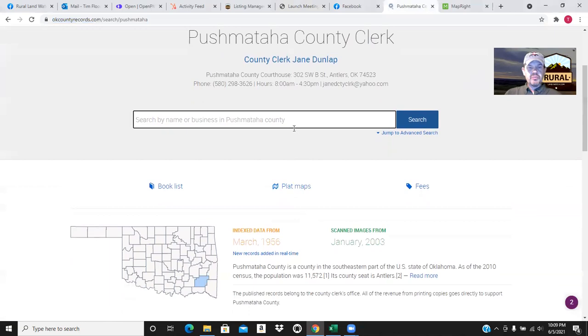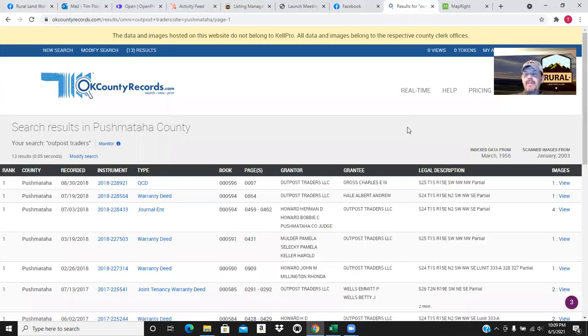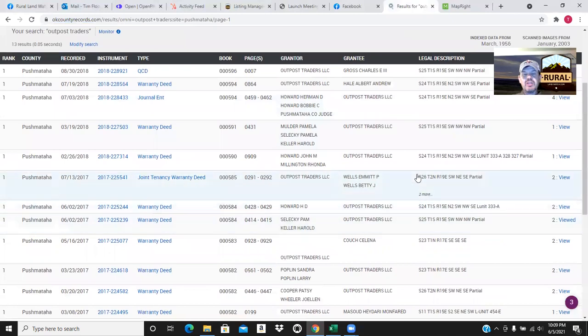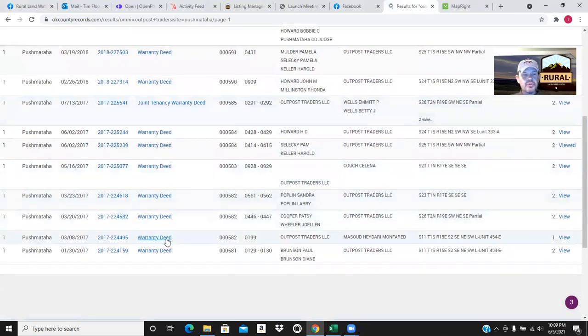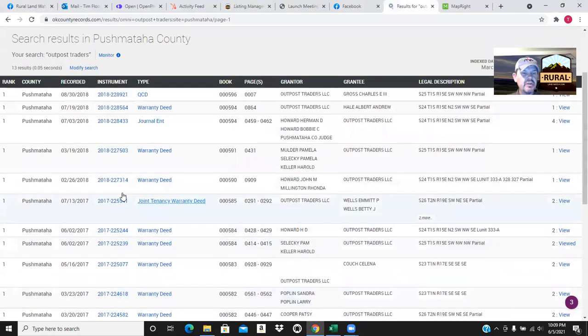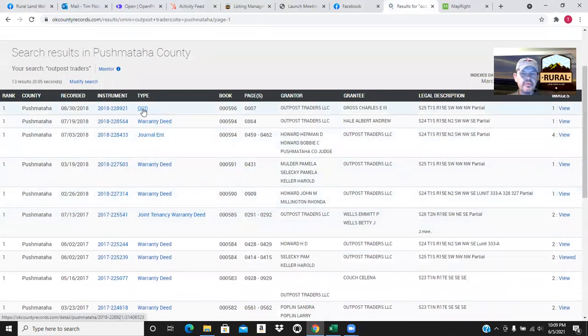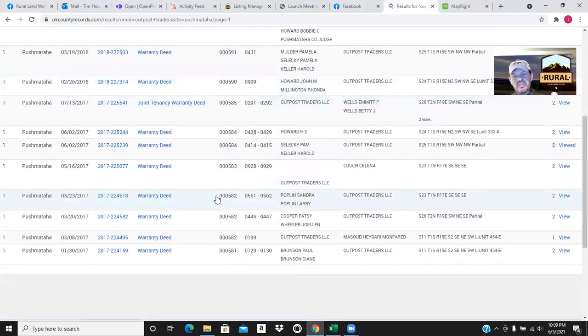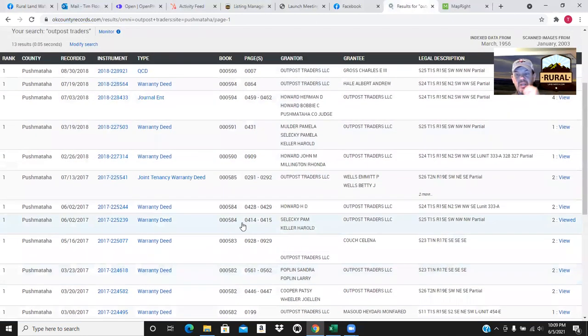So here's the search bar. So let's just search. My corporate name is Outpost Traders. And so let's just search for Outpost Traders. Boom. OK County Records. These are all the properties that Outpost Traders is associated with somehow. And so you can see warranty deeds, joint tenancy warranty deeds from Outpost to Emmett Wells, warranty deed, journal entry, quit claim deed. All of this is recorded. This is just one search, right? So these are many hundreds and thousands of records.